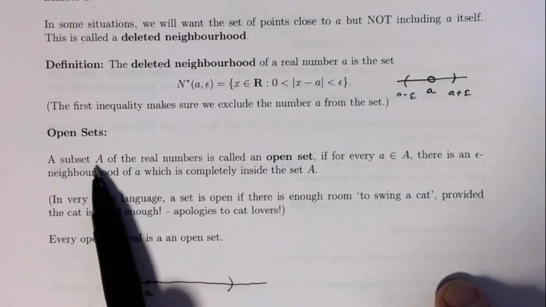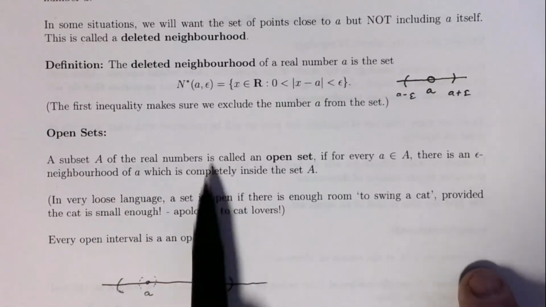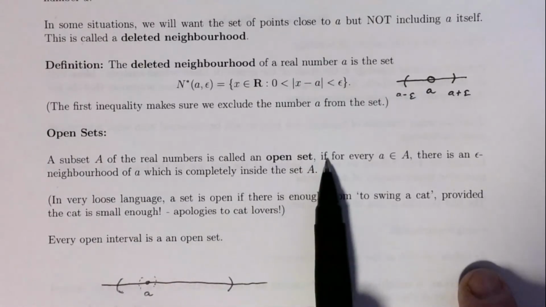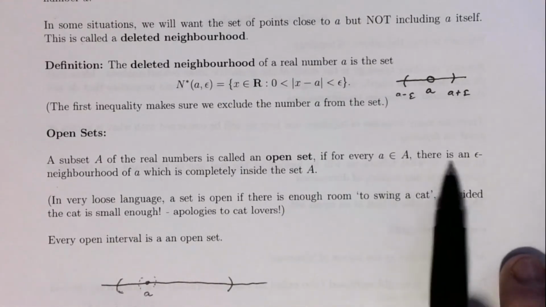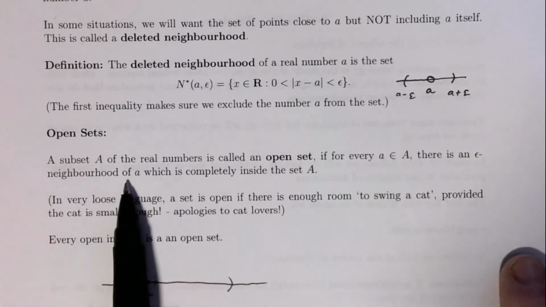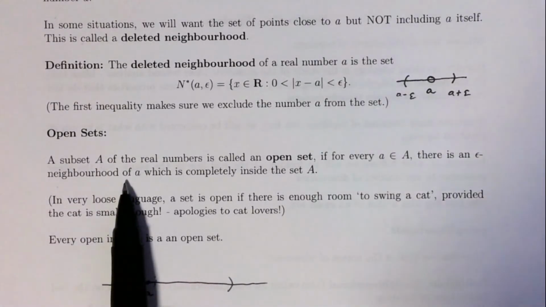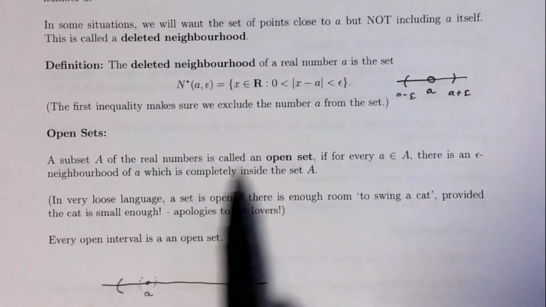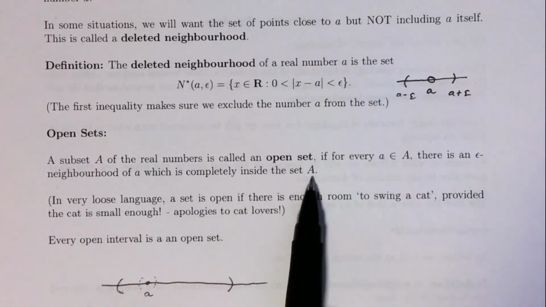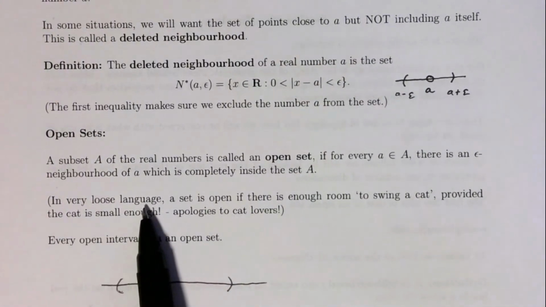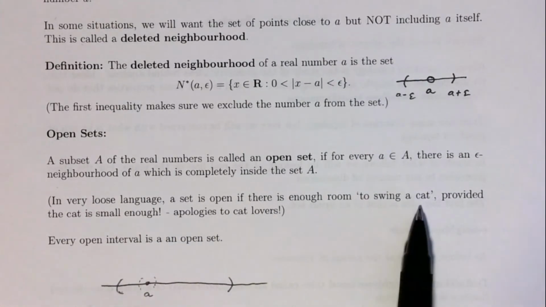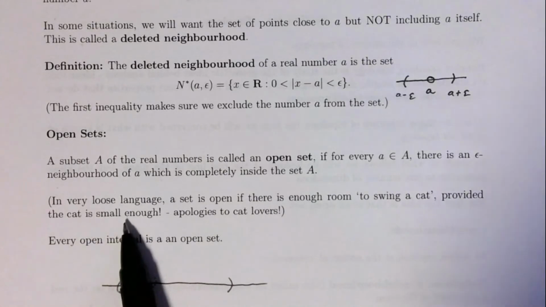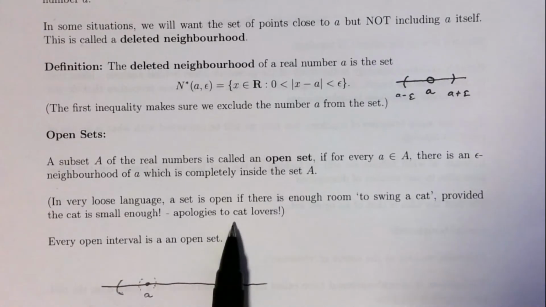So a subset A of real numbers is called an open set if, for every point inside the set, you can construct some epsilon neighbourhood of that point which lies completely inside the set A. Now, in very loose language, I often use this funny analogy. A set is open if there's enough room to swing a cat, provided the cat is small enough. Apologies here to cat lovers.